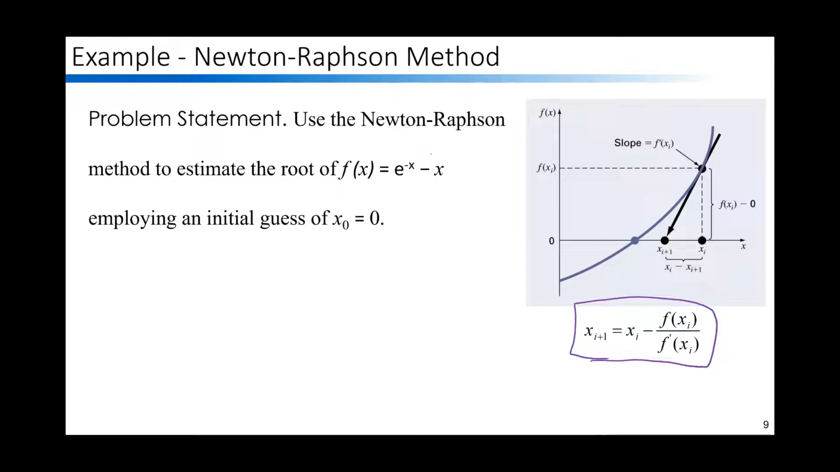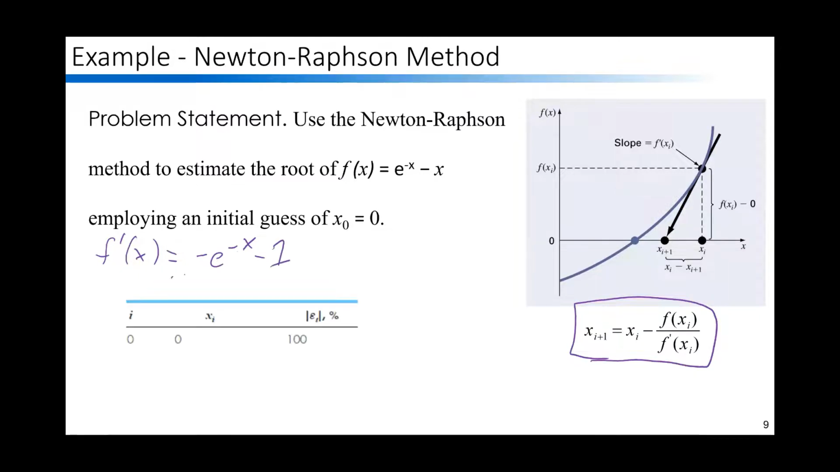Let's calculate what that derivative is. So f prime of x is equal to, what's the derivative of this? It's just negative e to the negative x minus 1. And so now we can take this equation and plug it into the Newton-Raphson equation itself to get our general equation that we're working with.